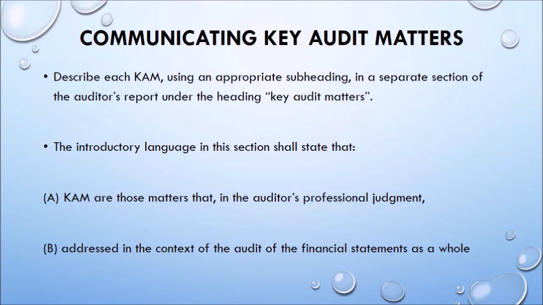The introductory language in this section of the auditor's report shall state that A. Key audit matters are those matters that, in the auditor's professional judgment, were of most significance in the audit of the financial statements of the current period, and B. These matters were addressed in the context of the audit of the financial statements as a whole, and in forming the auditor's opinion thereon, and the auditor does not provide a separate opinion on these matters.